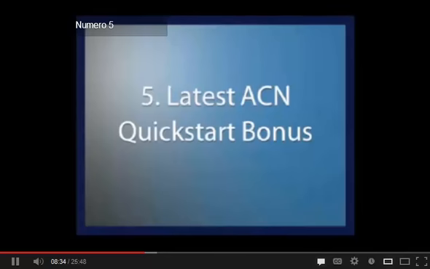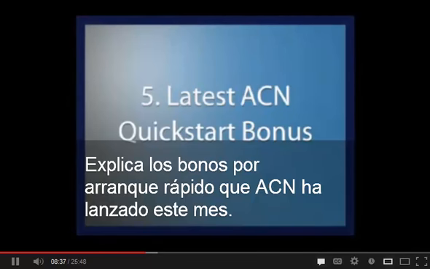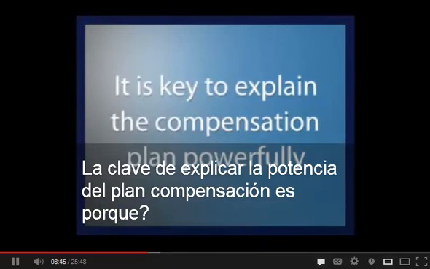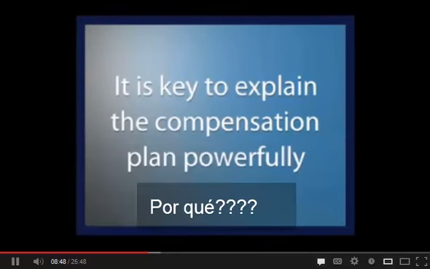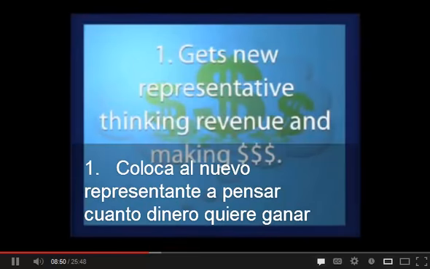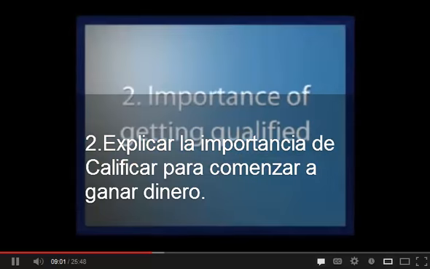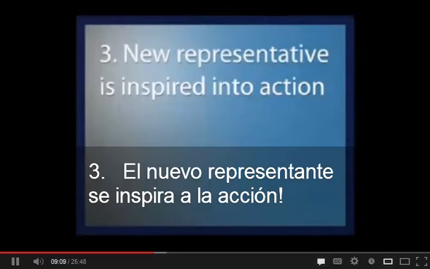Number five, ACN each month has an incredible quick start bonus. Explain the bonus and how they can achieve it as part of their plan of how much money they're going to make in the next 60 to 90 days. It is key to explain the compensation plan powerfully. Why? Because, number one, it gets new representatives thinking revenue and making money. We want to put the new representative in the mindset that they will be making money with ACN very quickly. Number two, it explains the importance of getting qualified in regards to making money.